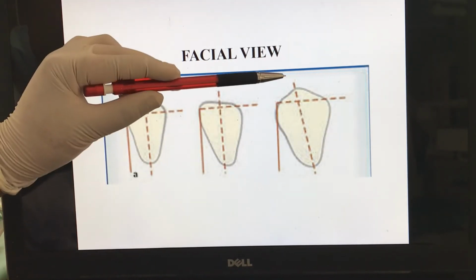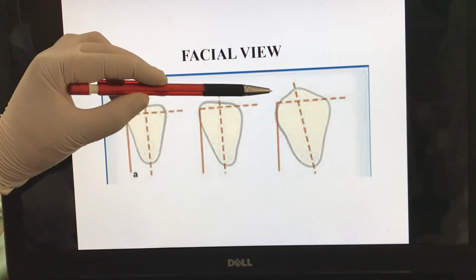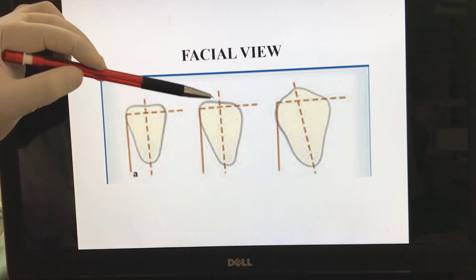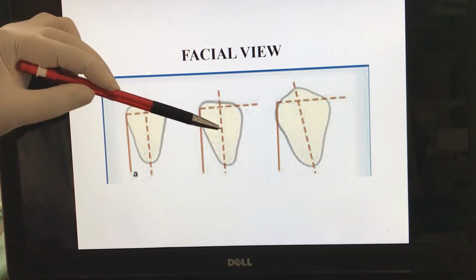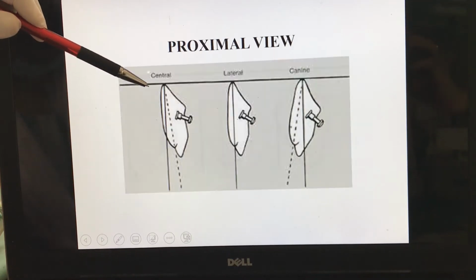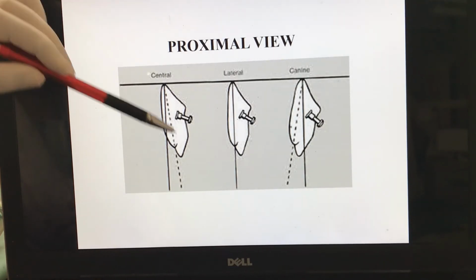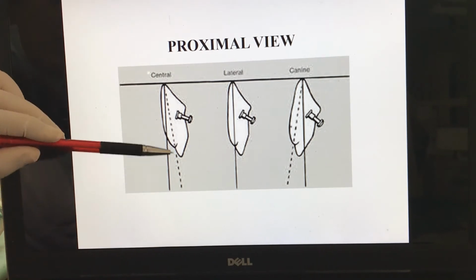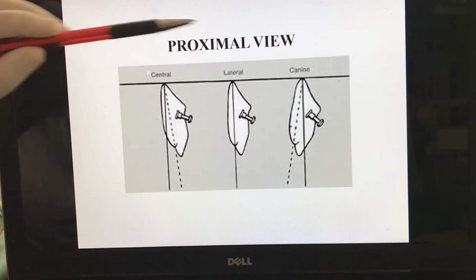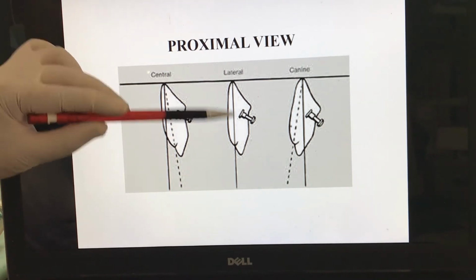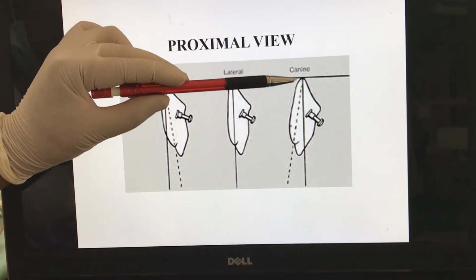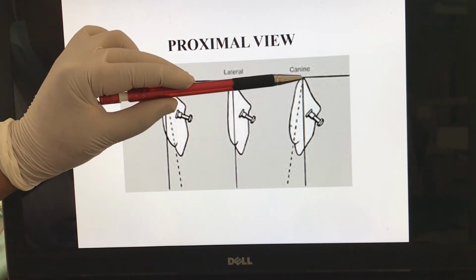The long axis of the mandibular canine will have mesial inclination towards the midline and the canine will be slightly higher than the mandibular lateral and the mandibular central incisor. From the proximal view, the central incisor will have slight labial inclination. The long axis of the lateral incisor will be straight. The long axis of the canine will have slight lingual inclination.